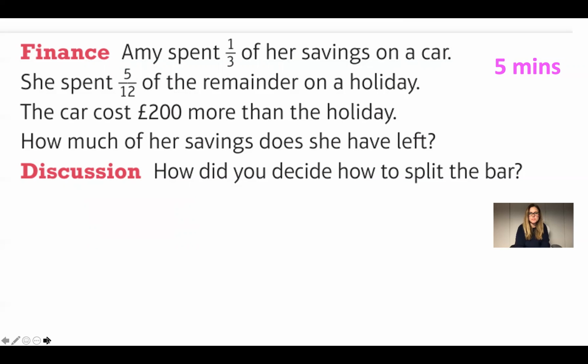It says that Amy spent 1/3 of her savings on a car. The next sentence is really important. She spent 5/12 of the remainder on a holiday, and the car cost £200 more than the holiday. The question is, how much of her savings does she have left? 5 minutes. It's a tricky question. Do your best. Good luck.